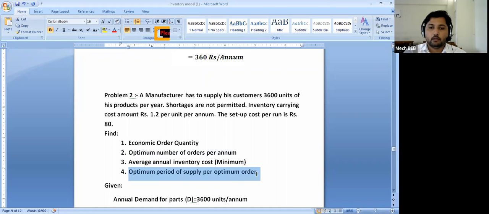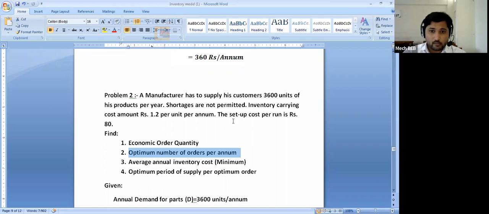Then the optimum period of supply per optimum order. Let us consider that we are supplying an order for a one month time period, and let us consider you are getting 10 orders. In a 12-month time period you need to dispatch 10 times. So what will be the time interval between two dispatches? That will be considered as the optimum period of supply per optimum order, and that we have to determine.